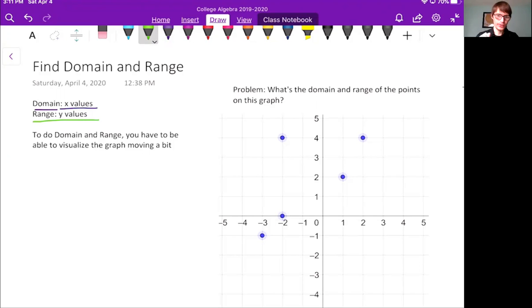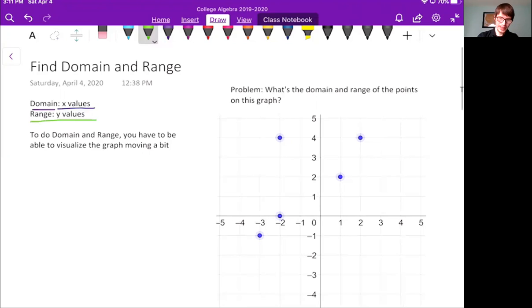Okay, so let's say we had a given problem. What's the domain and range of the points on this graph? There are a couple of ways you could think about it, but this might be helpful if you're struggling with finding domain and range. Think about the x-axis being a plane, a realm, and the y-axis being just the up and down, the column.